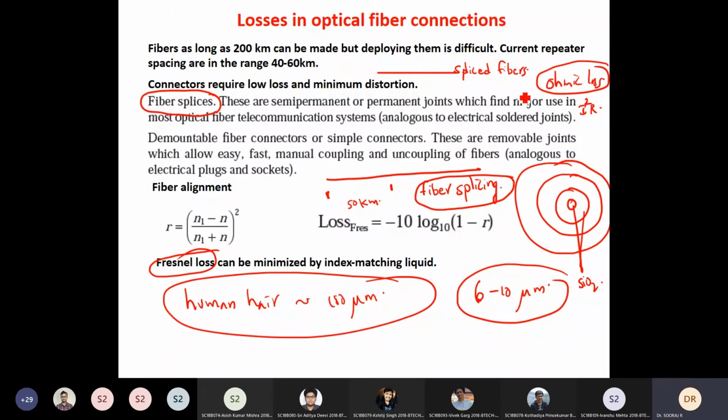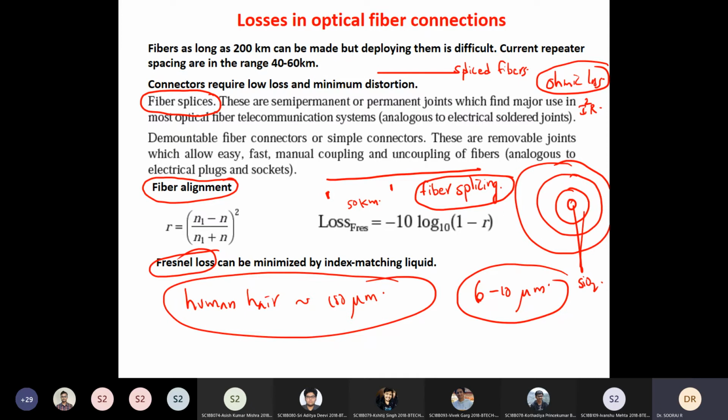Now you might have seen some electrical joints which can be removed, which is not a permanent joint. So you can also have similar kind of temporary joints in the case of optical fibers as well. When you join two optical fibers, one very important factor you need to account for is what is called the alignment of optical fiber. So you call it the fiber alignment. Fibers have to be well aligned.